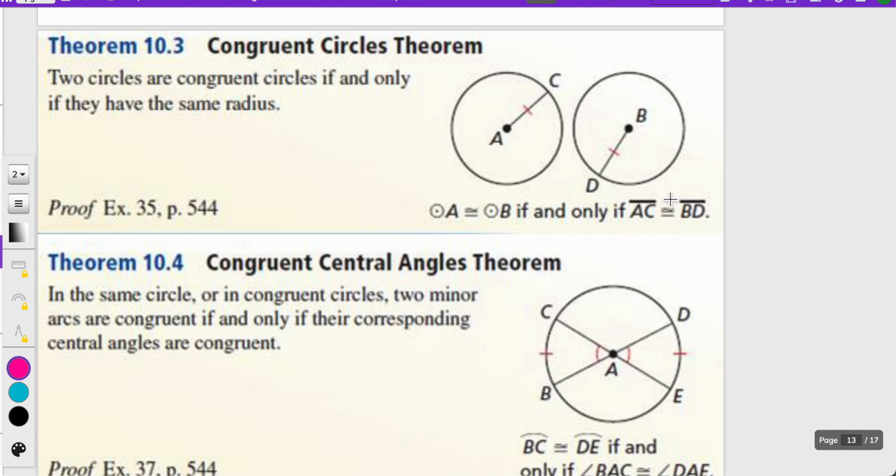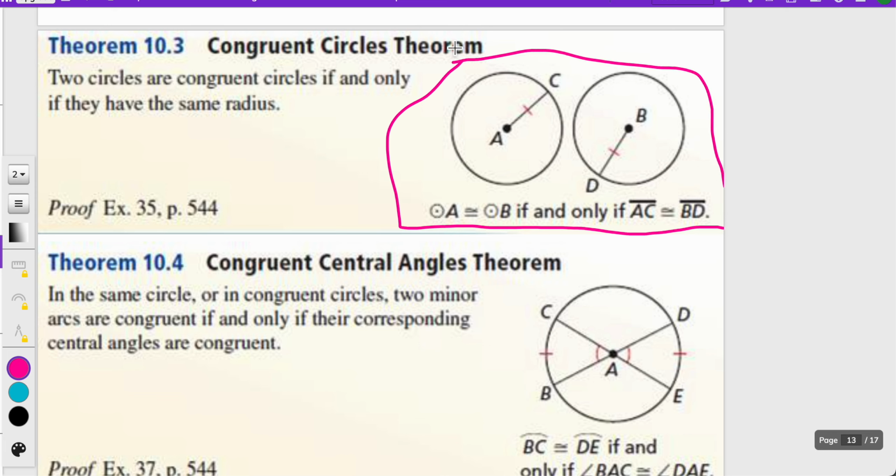So we've got 2 theorems. And what we're going to look at are, just make sure we're recording these in our notes. So 2 circles, first off, are congruent circles if and only if they have the same radius. Okay, so it might be beneficial to draw these pictures right here. Circle A and circle B are congruent if and only if AC is congruent to BD.